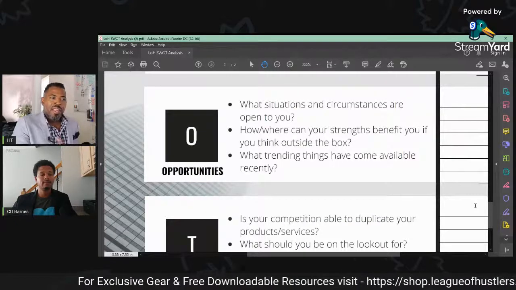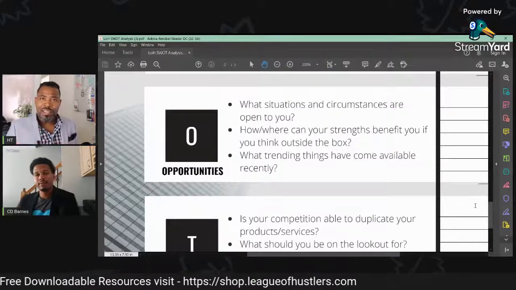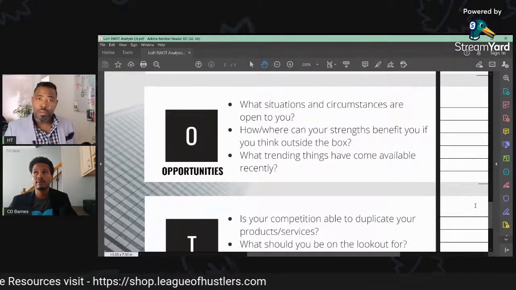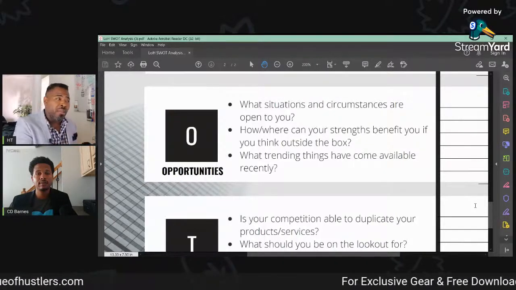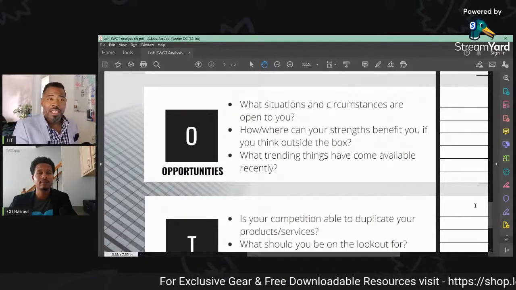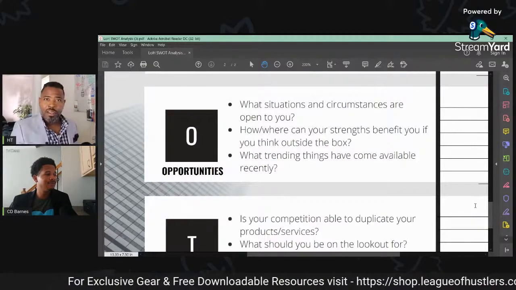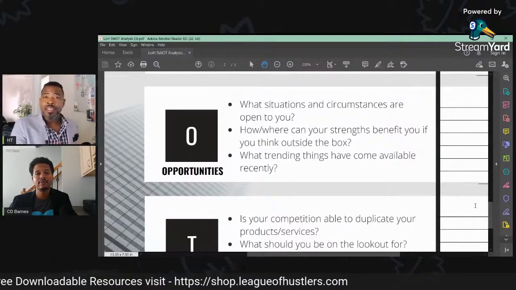Now, keep in mind that a SWOT analysis is made to be flexible. It's designed that way. Like I said, I first heard about it years ago, maybe not decades, but at least 10 years ago. And things change, but the SWOT analysis is still relevant.